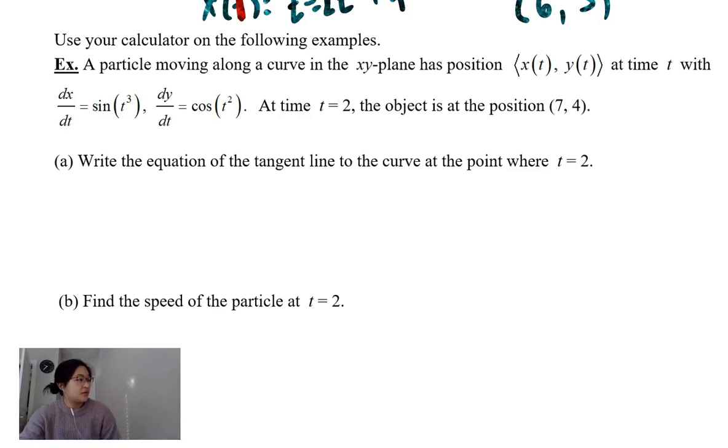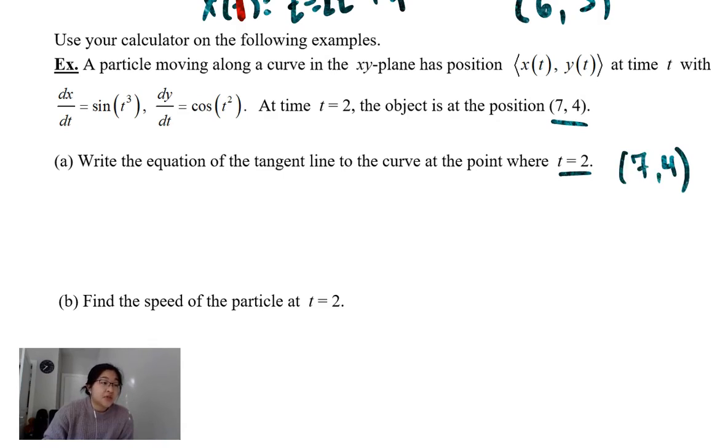Alright, so we got our position with our vector where we have sine of t cubed and cosine of t squared. Those are kind of gross, so we're probably going to use a calculator. At time t equals 2, we have the position (7, 4). So how are we going to write our equation for our tangent line to the curve when t equals 2? Remember, for our tangent line, we need a point and we need a slope. We do have the point. It's at (7, 4). So we need our slope.